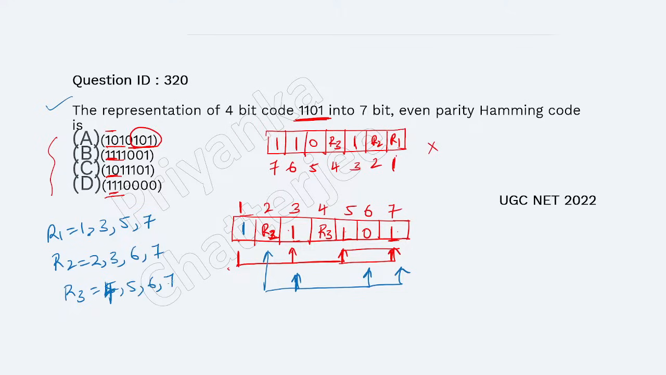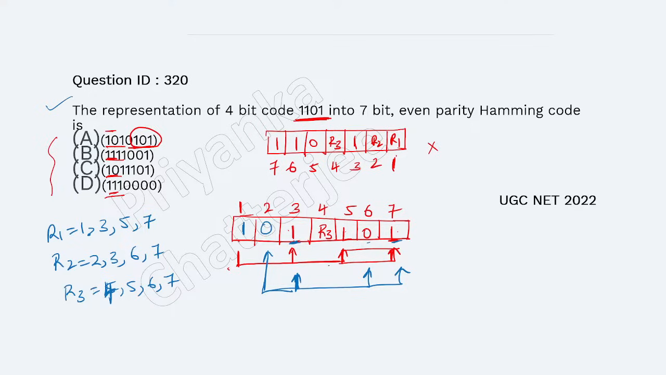So now in R2 what to put here? This is 1, then 2, 3, 6, 7. It is 1, and this is 0, this is 1. So what will be the value of R2? This will be 0 because it is an even number. As this is an even number, you have to put 0 here.